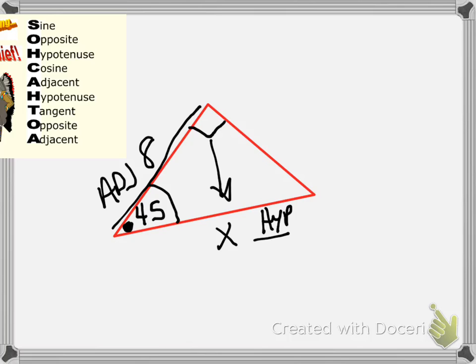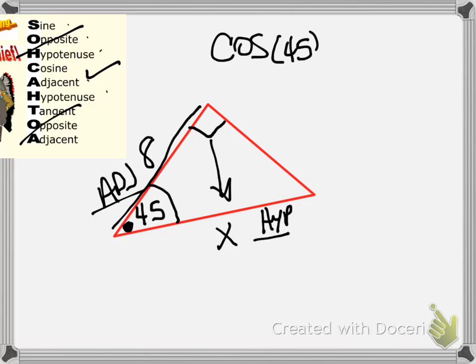So we need to look for which trigonometric ratio deals with adjacent and hypotenuse. So as we go through, we look at sine, which is opposite over hypotenuse. Nope, that's out. We don't have opposite. Cosine is adjacent and hypotenuse. That's the one we want. We don't need tangent. So we're going to do cosine of 45 is equal to adjacent 8 over x. So now we just solve for x.